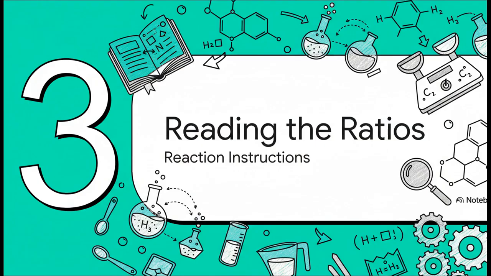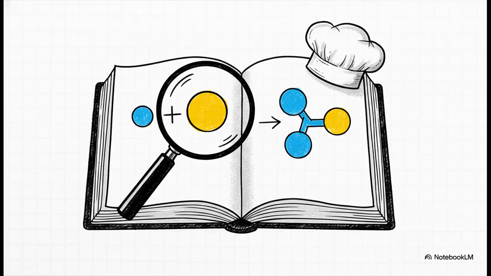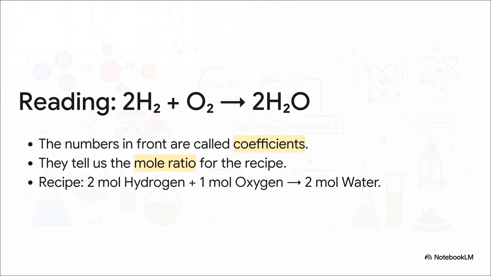So where do we find the instructions that tell us the exact ratios for our chemical reaction? Believe it or not, it's been staring us in the face the whole time. The balanced chemical equation, that is the recipe. It's that simple. All the information, all the ratios, it's all packed right into that equation.